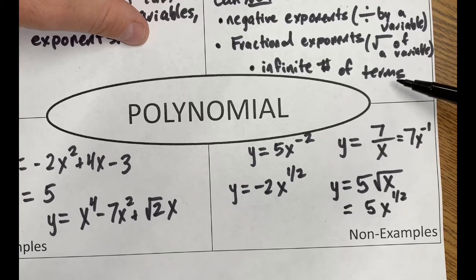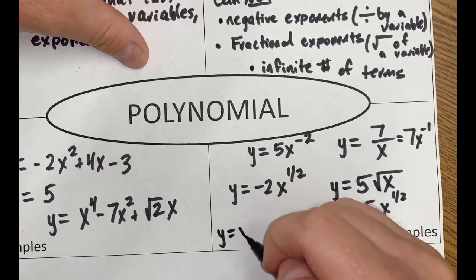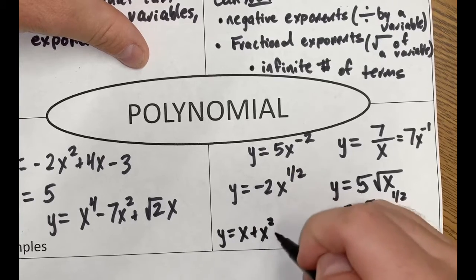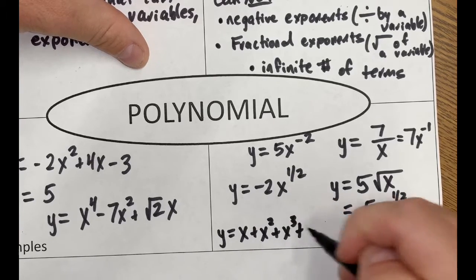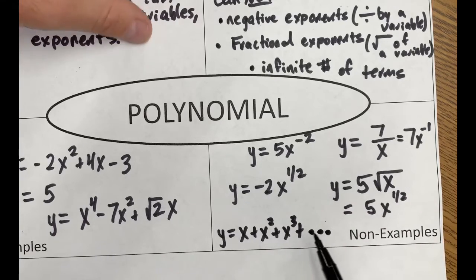The last type of non-polynomial would have an infinite number of terms, and that would look something like this. y equals x plus x squared plus x to the 3rd plus, and we would denote an infinite number of terms with the dot, dot, dot.